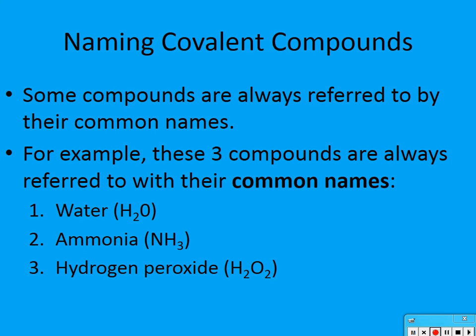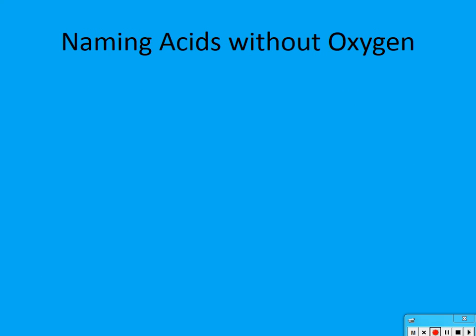Everybody knows that. Number 2, ammonia, NH3. Again, it's a covalent compound. We're not going to go by the formal name here. We're just always going to call it ammonia, NH3. So you've got to remember that. Okay, and then number 3, hydrogen peroxide. What would that be called if you were to name it like we just learned? Dihydrogen dioxide. Very good. We are learning something, right? Okay. So always use their common names. That's what this slide is trying to tell you.